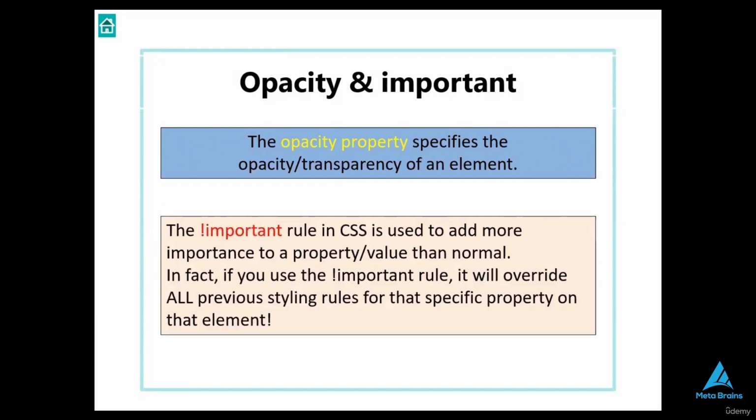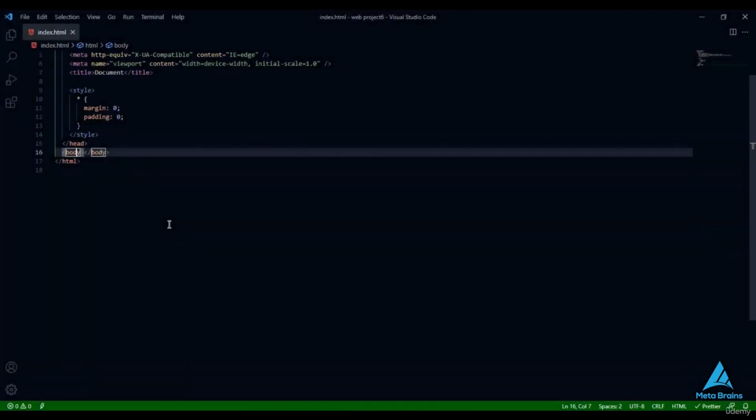Then we have important, in which if you have used multiple classes for one element, only the last class will work and the others won't work. In other words, only that property will work first for which you have written important. Okay, so let's now go to VS Code and see how all of this works.